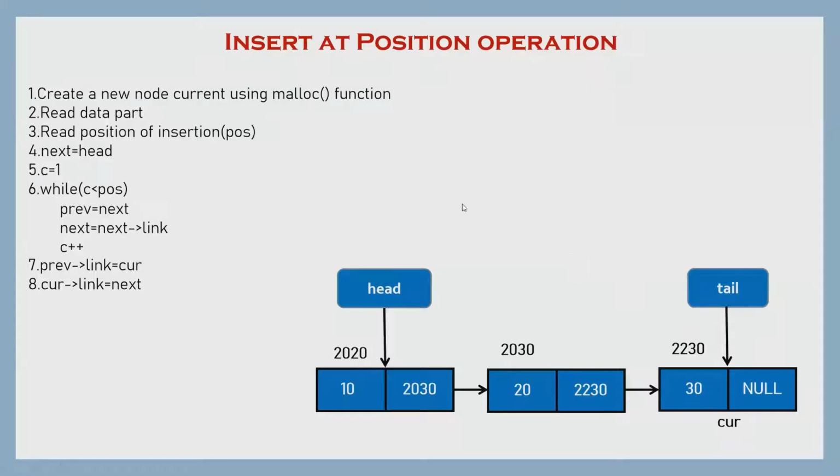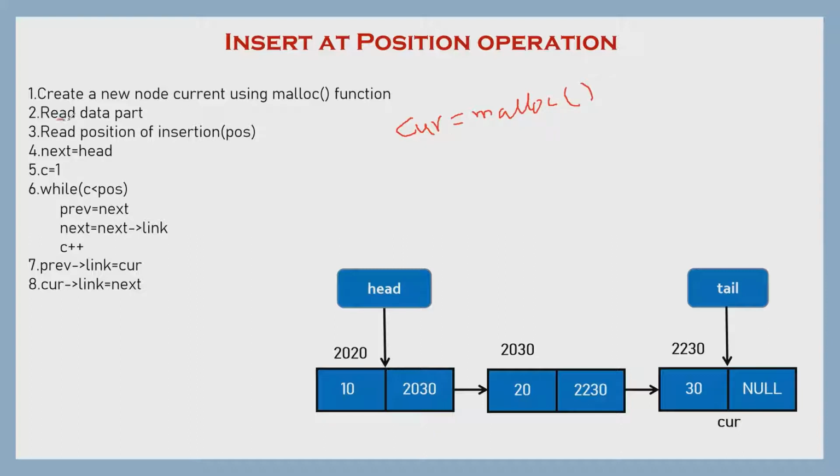Now, let us discuss insert at a given position in the single linked list. To insert a node at a given position in the single linked list, let us see the function first. What are the steps required to insert a node at a given position? First, as usual, we need a node. Let us assume the name of the node is current, and we can allocate the memory by using malloc function so that we can store some data and link parts of the current node.